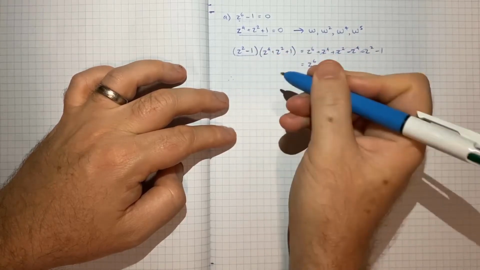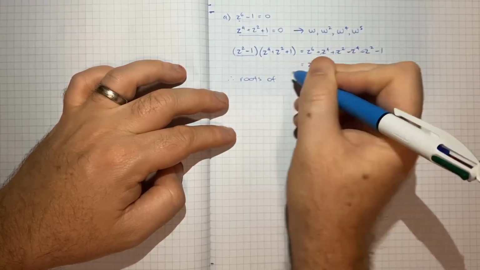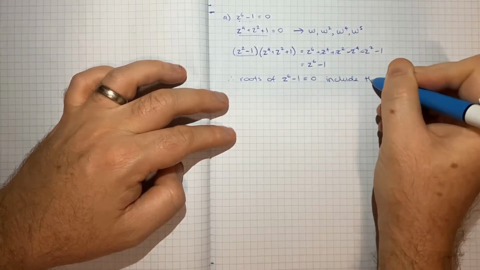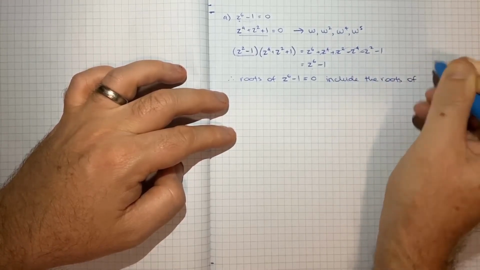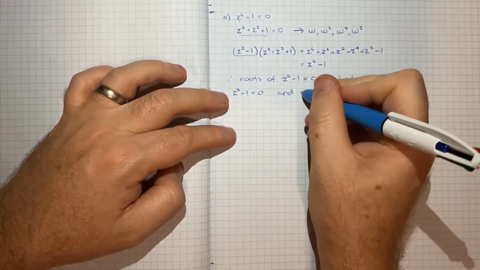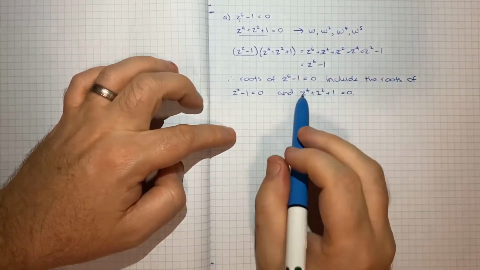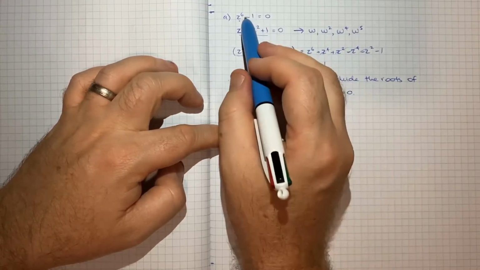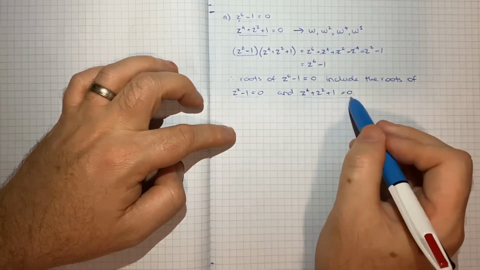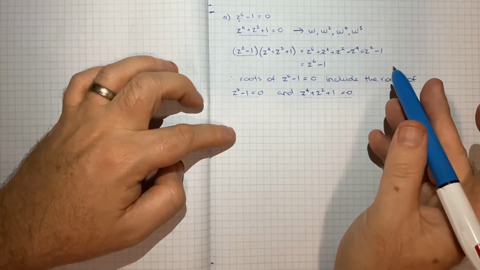So therefore, the first conclusion we can make is that the roots of z to the 6 minus 1 equals 0 will include the roots of z squared minus 1 equals 0 and z to the 4 plus z squared plus 1 equals 0. So, if we can find all of these roots, and then find these roots, whatever's left must be these roots. And if those happen to be these, then we've performed our proof.